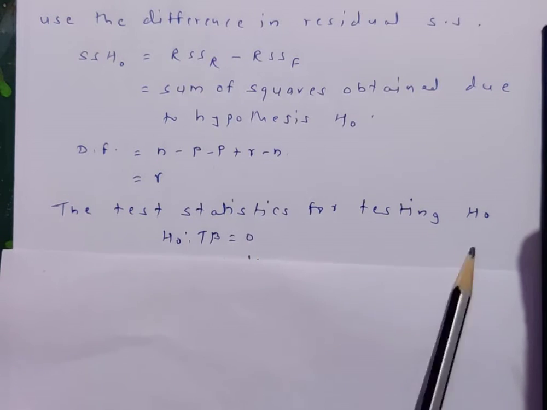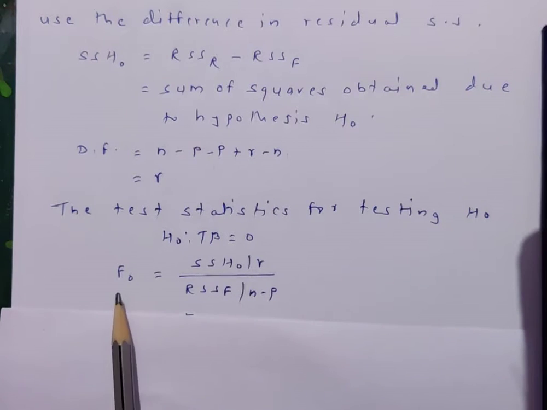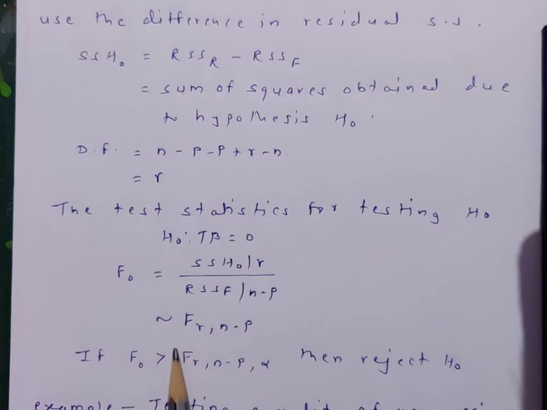The test statistic for testing H0, where H0 is T beta is equal to 0, is F0 is equal to SS H0 divided by r, divided by RSS F divided by n minus p, its degrees of freedom. RSS F means the residual sum of squares for the full model, which follows an F distribution with r and n minus p degrees of freedom. So if F naught, the calculated value of F, is greater than the tabulated value of F, then we reject our H naught.